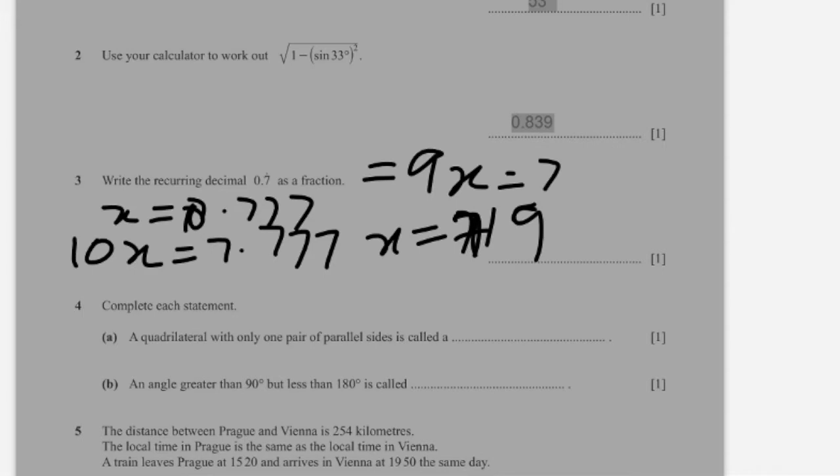4. Complete each statement. A. A quadrilateral with only one pair of parallel sides is called a trapezium. B. An angle greater than 90 degrees but less than 180 degrees is called an obtuse angle.